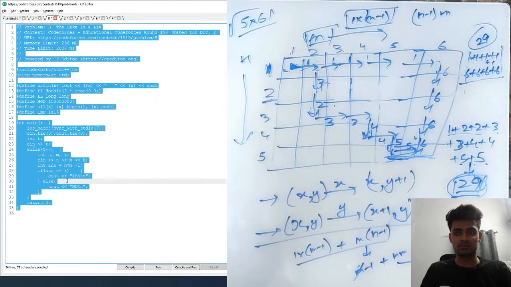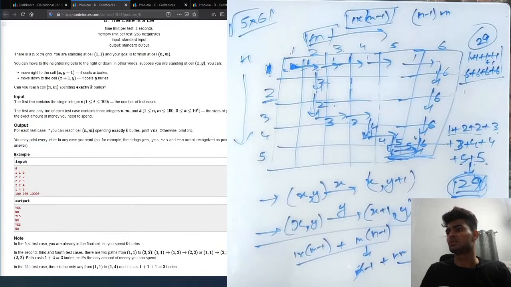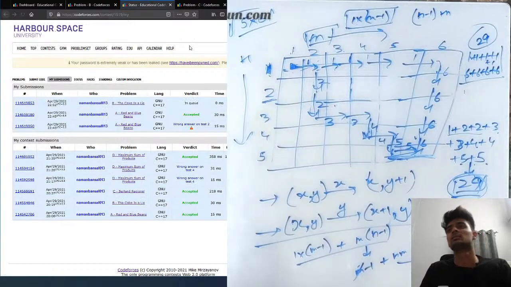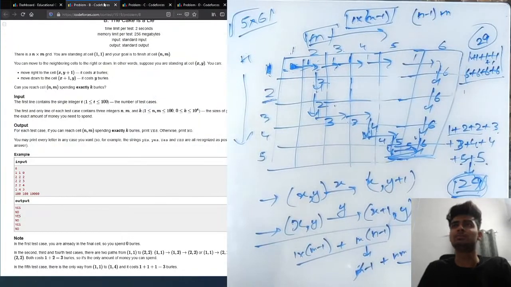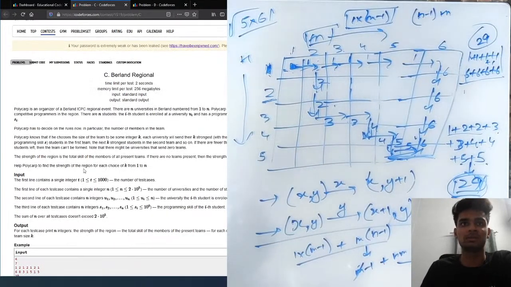Okay, so let's try to submit this now. Okay, cool. Accepted. Okay, so as you can see, this is accepted as well. I hope problem B is also clear to everybody. If anybody has any issues, they can let me know in the chat. Okay, cost will always be the same independent of path. Yes, exactly, Prashant.